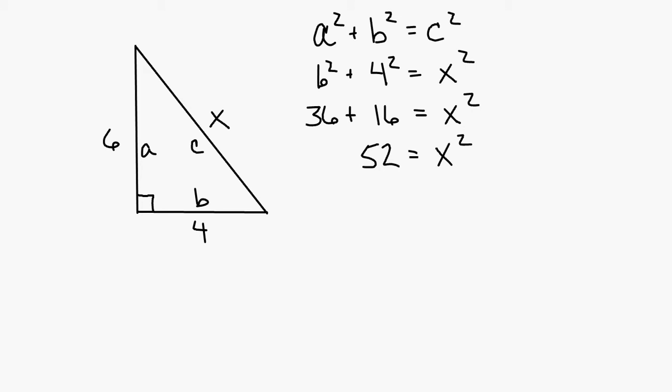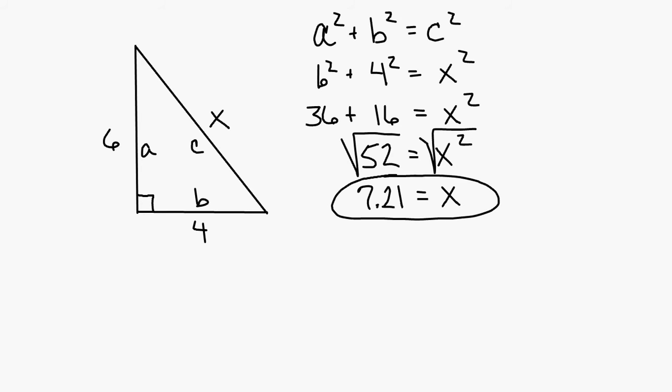And then in this case, you would find the square root of 52. What do you get in your calculator? 7 point something? 7.21. So 7.21 equals x. That's the length of the third side. Now, are those side lengths a Pythagorean triple? No, because they're not all whole numbers, are they? This is a decimal, 7.21.